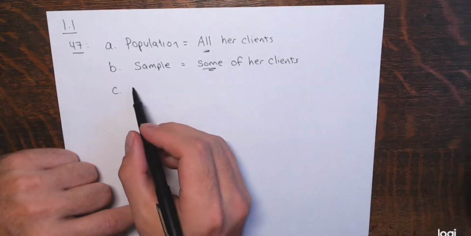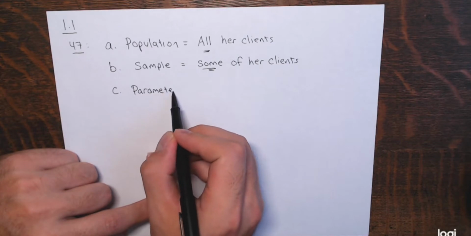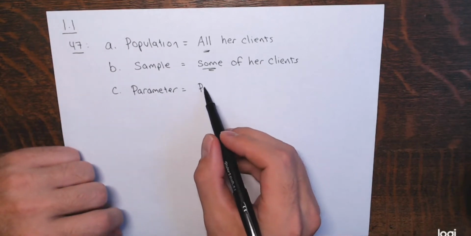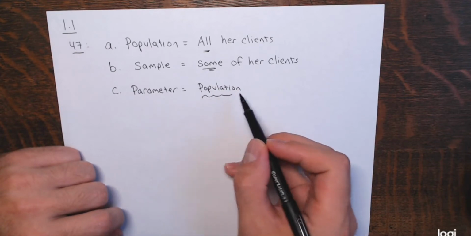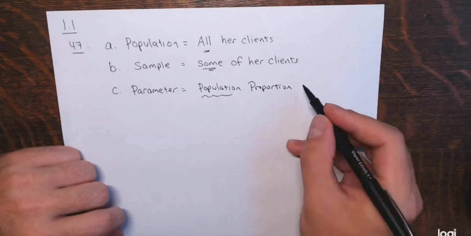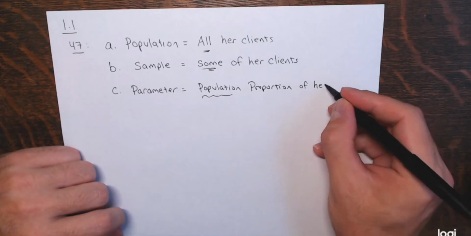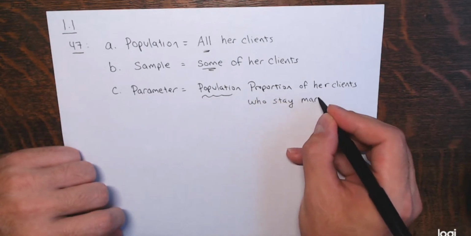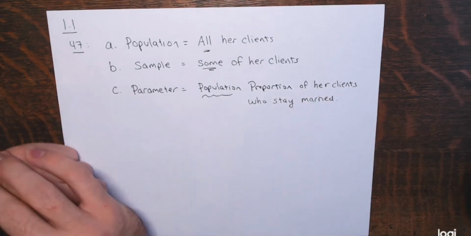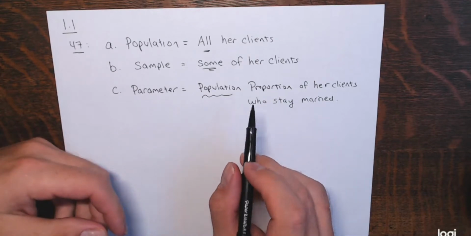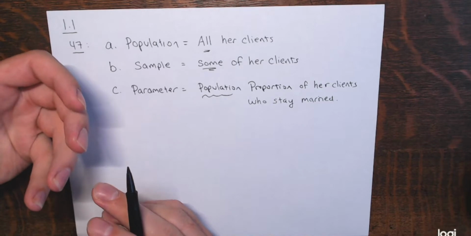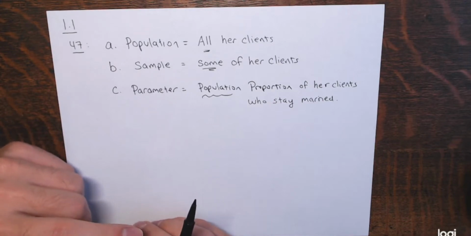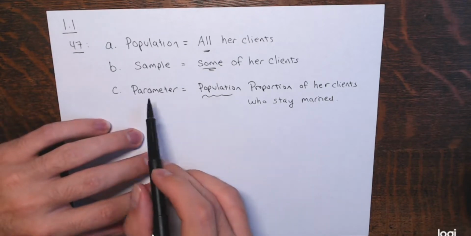Then the parameter in this problem is the population proportion of her clients that stayed married. Right, now to calculate a proportion, it's a fraction, a ratio, a percentage. You would take how many clients stayed married and divide that by the total number of clients. That would be the proportion of clients who stayed married. And we would do it for the entire population if we were talking about a parameter.